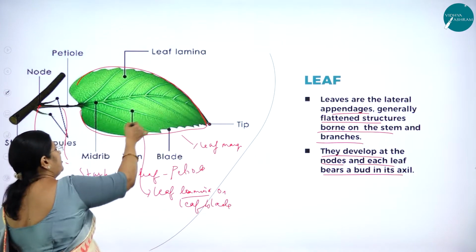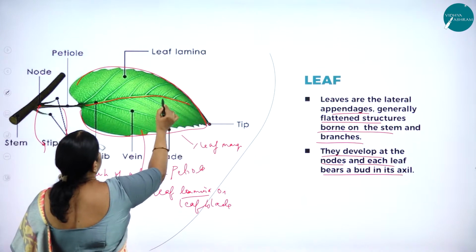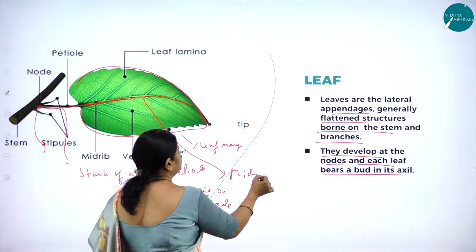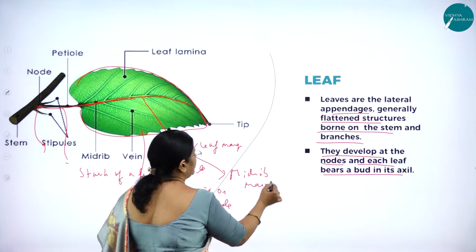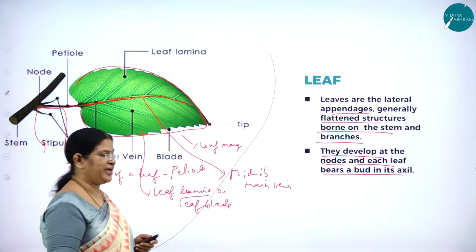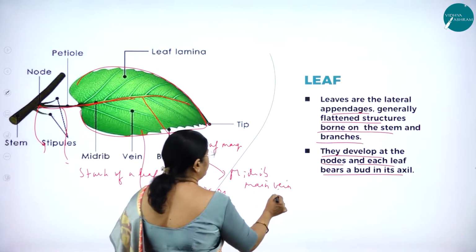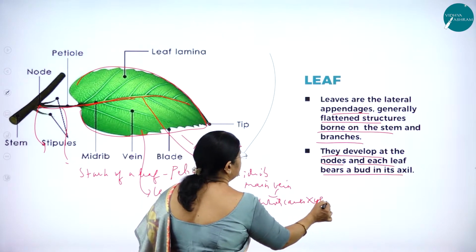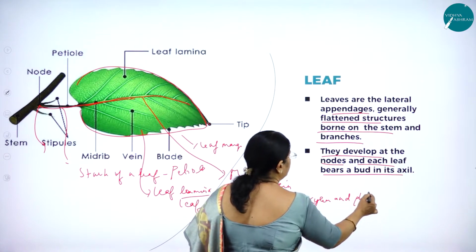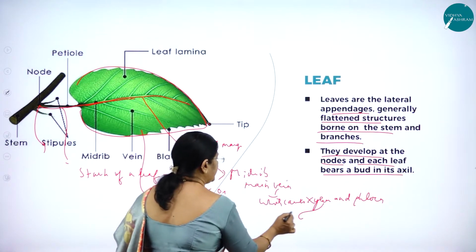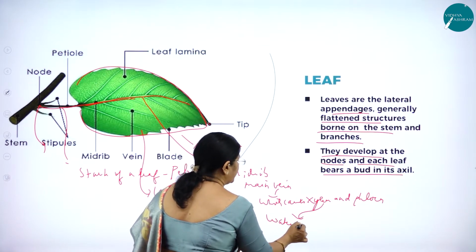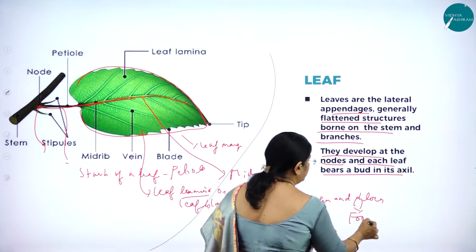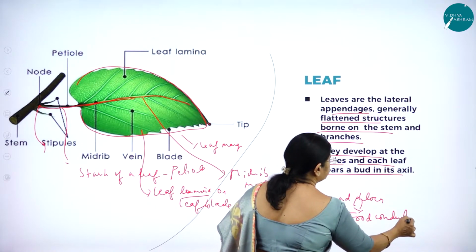So this whole surface, and can you all see the structures here? This is called the midrib, the main rib, and we call this the main vein. What is a vein? Vein is one which carries xylem and phloem. Xylem is a water conducting tissue and phloem is a food conducting tissue.